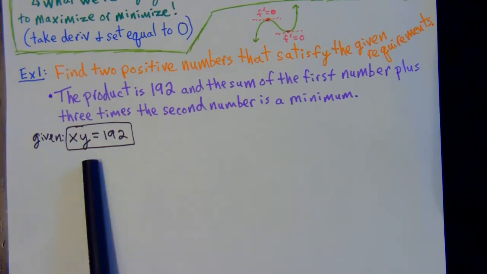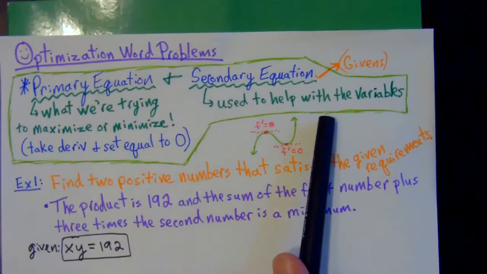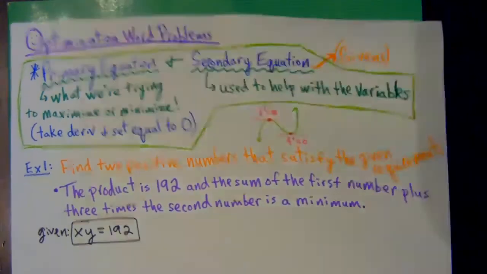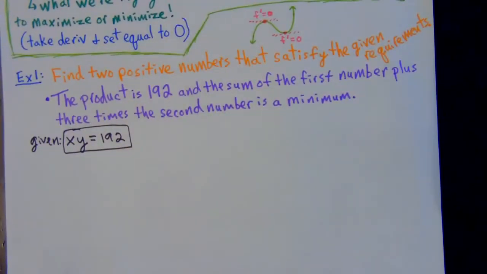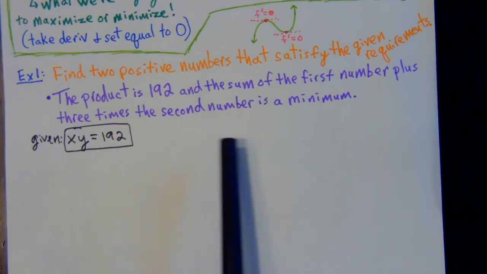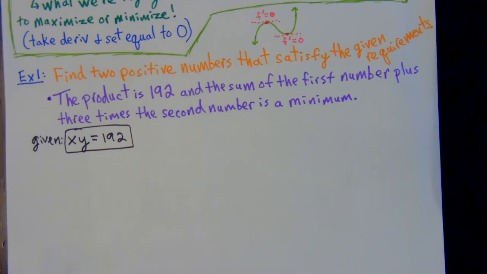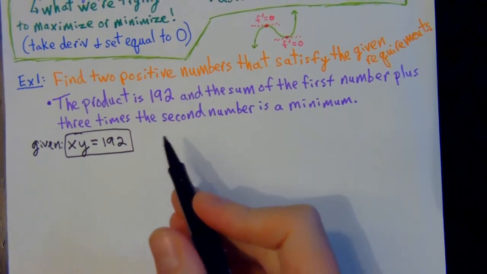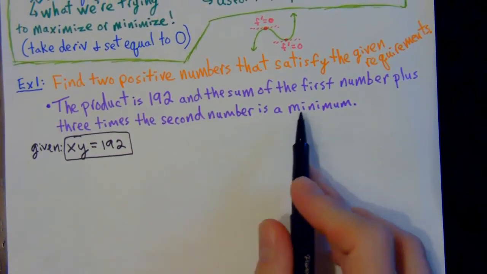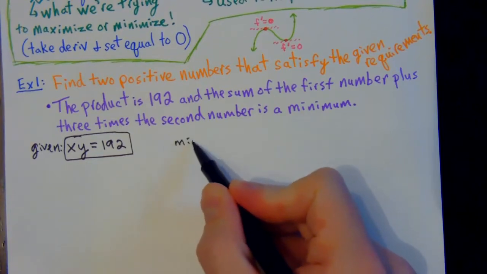Not ever taking the derivative of that, all right? That's where we're just going to use that to help us with the variables right there. So I'm just going to leave that one alone for a second. Here's my primary equation here. Now, you don't necessarily have to label this as secondary or primary, but it helps to write them both down. I usually write down maximize or minimize. So it says a minimum, which means we want to minimize.